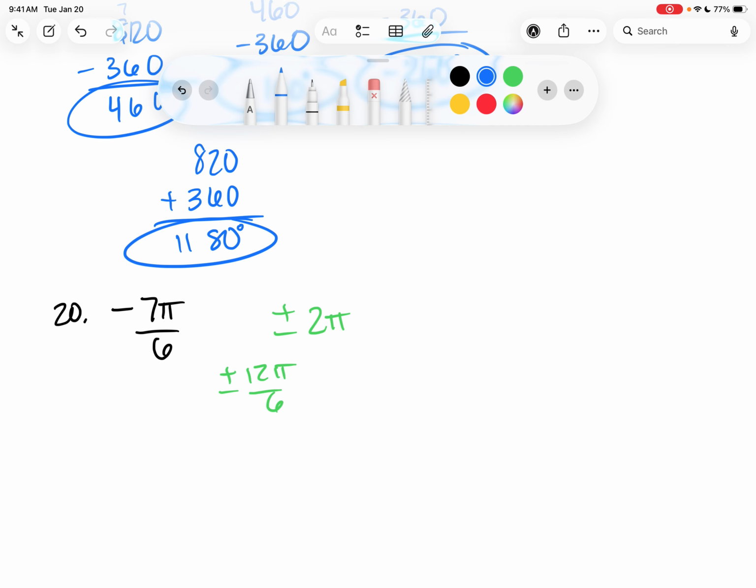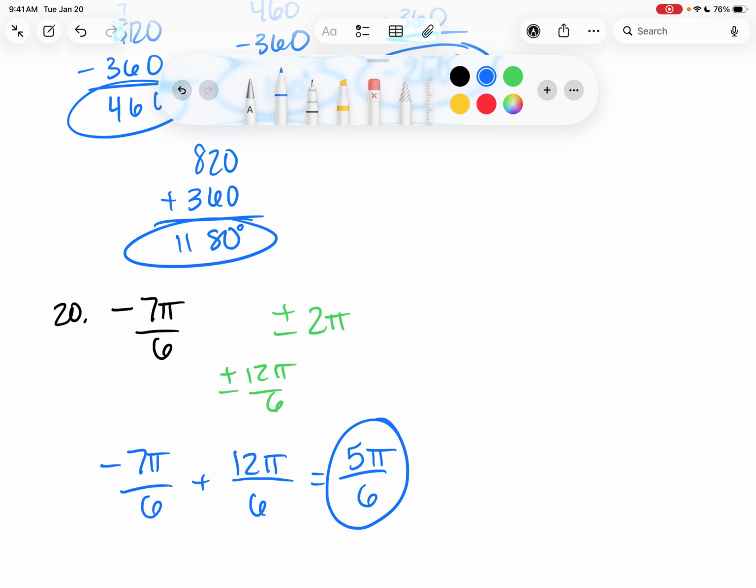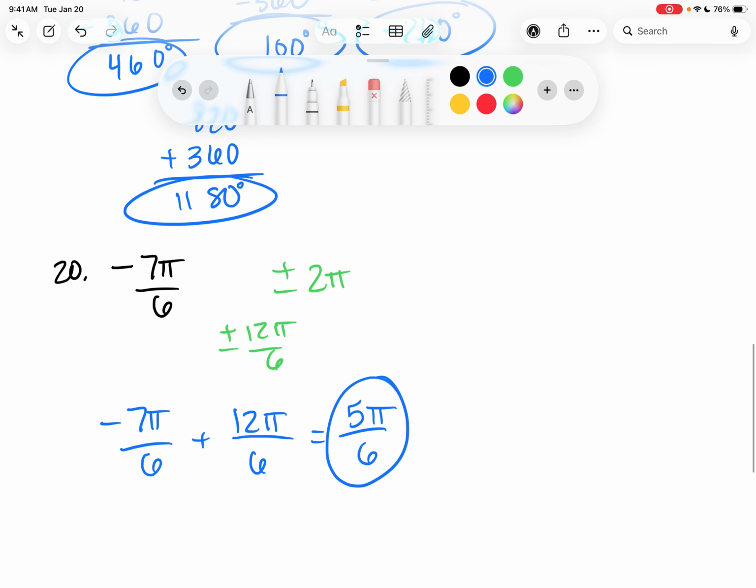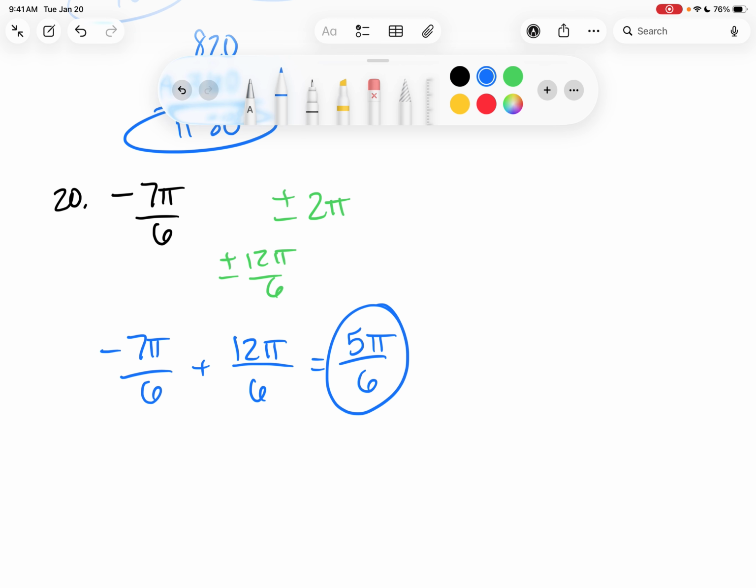So negative 7 pi over 6 plus 12 pi over 6 would give me 5 pi over 6. That would be my positive option. Then I need to subtract 12 pi over 6, because even though this one's already negative, I still need a negative one. It tells me to find one that's negative as well. So negative 7 pi over 6 minus 12 pi over 6 would be negative 19 pi over 6. So that would be your negative one.